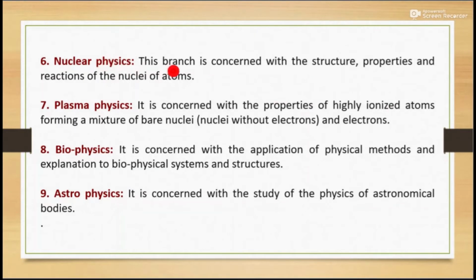Now, nuclear physics. This branch is concerned with the structure, properties and reactions of the nuclei of atoms. For example, the hydrogen atom has one nucleus, with one proton and one neutron. We will discuss these atoms, their interactions and their structures in nuclear physics. Plasma: plasma is the fourth state of matter. It is an ionic form of matter and concerns the properties of highly ionized atoms. Ionization means charged particles, a mixture of bare nuclei without electrons, and electrons. We will discuss this in plasma physics.